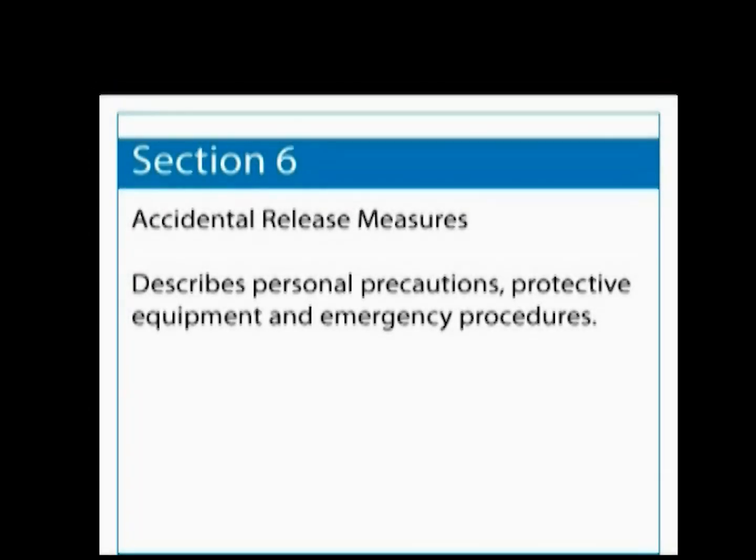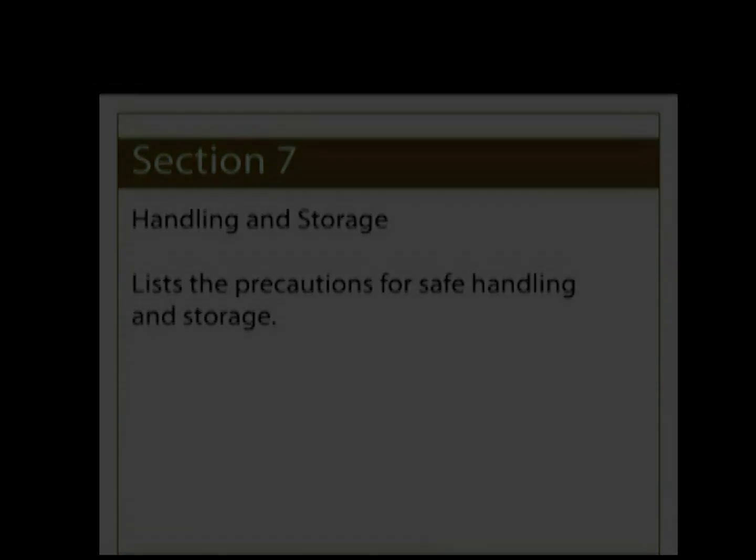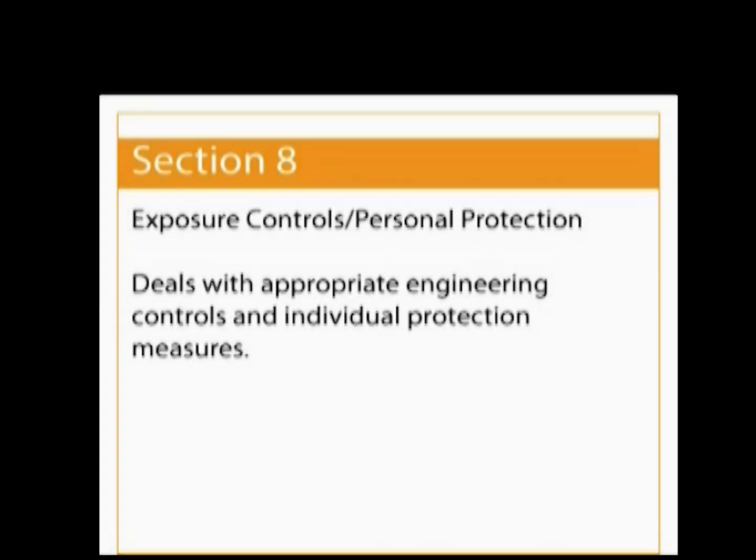Section 6, Accidental Release Measures, describes personal precautions, protective equipment, and emergency procedures. Section 7, Handling and Storage, lists the precautions for safe handling and storage. Section 8, Exposure Controls and/or Personal Protection, deals with appropriate engineering controls and individual protection measures.